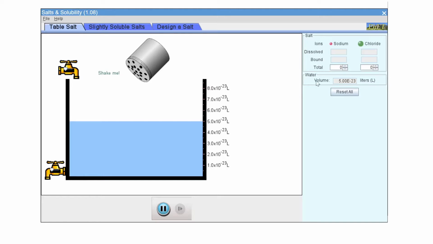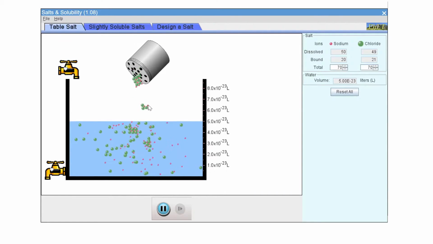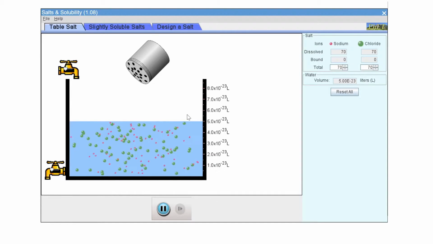What happens when you dissolve a compound in water? It really depends on the compound. Many ionic compounds dissolve in water. They are said to be soluble. Sodium chloride is one of these. When it dissolves in water, as seen here, it dissociates into individual ions.